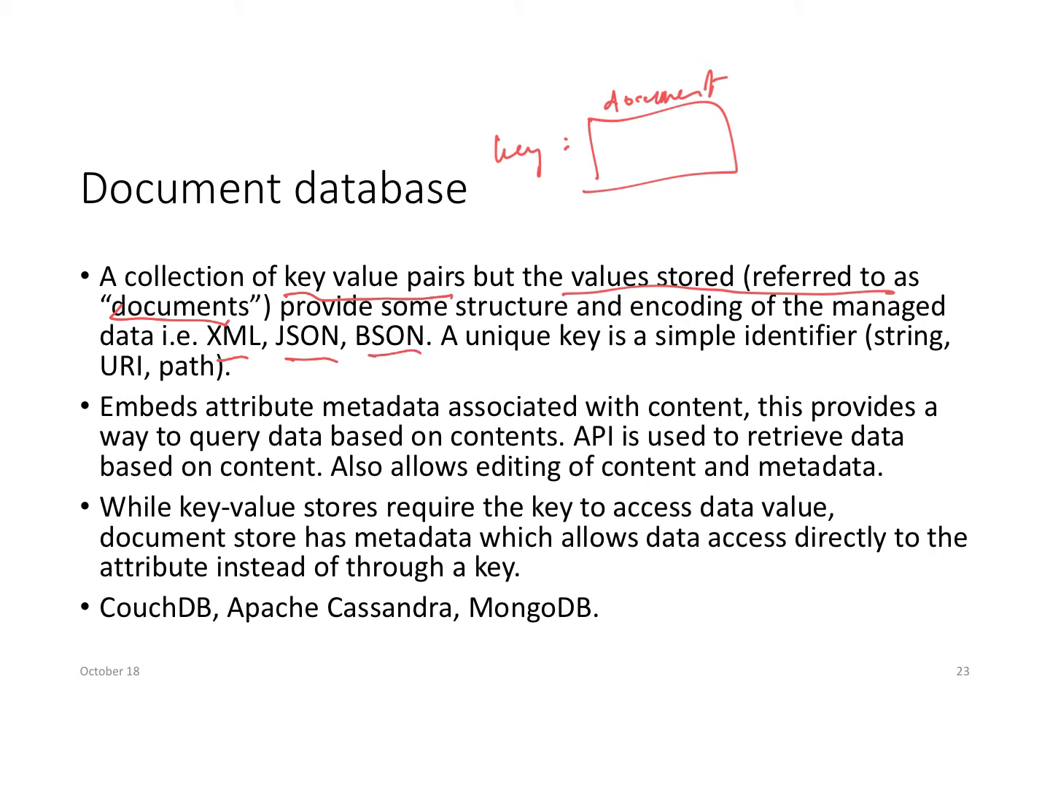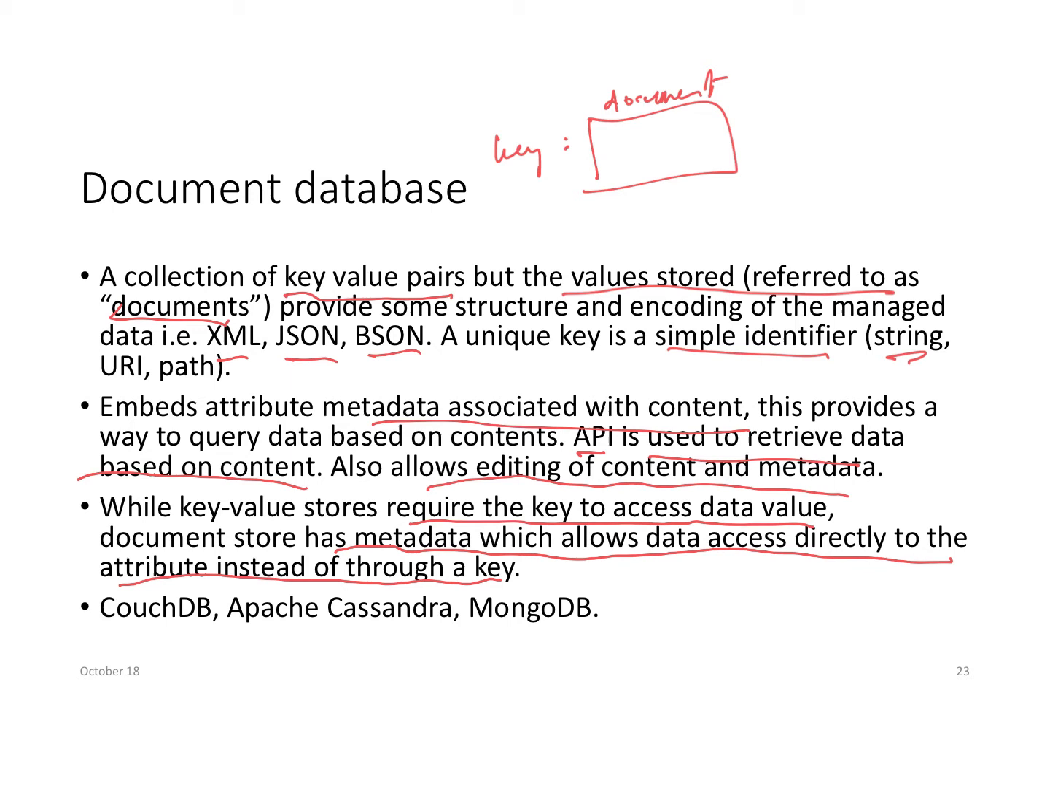So a unique key is a simple identifier, a string, or a URL path. It embeds attribute metadata associated with the content. This provides a way to query data based on contents. Usually the metadata or the schema of the data is embedded in the document, and we use an API to retrieve data based on the content. It also allows editing of content and metadata. While key-value stores require the key to access the data, in a document database the metadata allows access directly to the attribute instead of through a key.